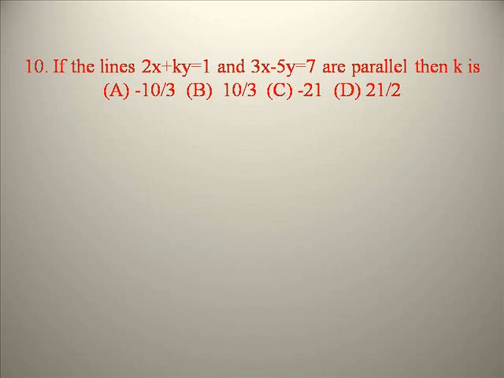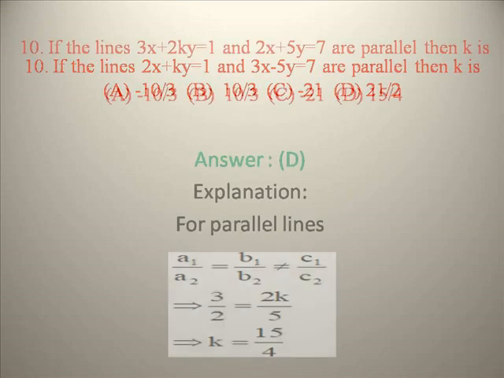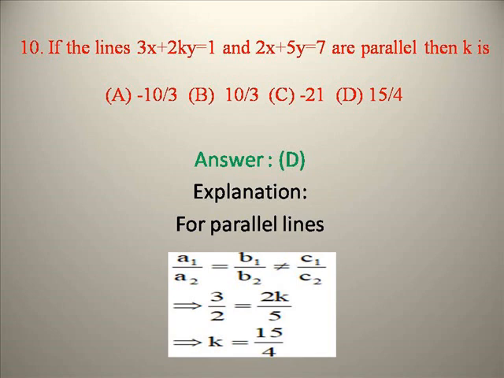And the last one, that is number 10. If the lines 2x plus ky equals 1 and 3x minus 5y equals 7 are parallel, then k is, you need to find the value of k and you have the 4 options. Let's move to the answer. As you know, the condition for parallel lines is a1 by a2 equals b1 by b2 not equal to c1 by c2. So we can take a1 by a2 equals b1 by b2 for finding k, and by using the coefficients you will get the value of k equals 15 by 4. So option D is the correct answer.